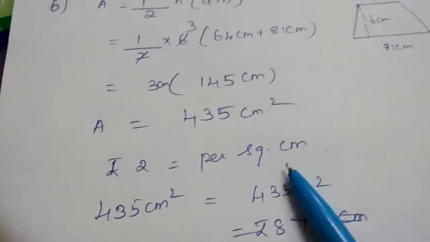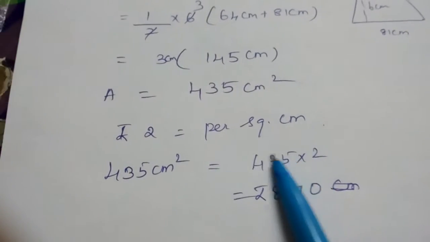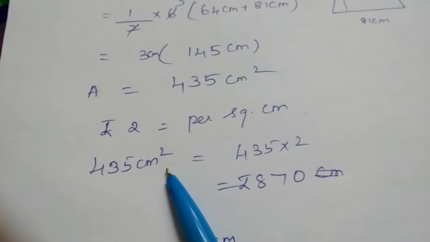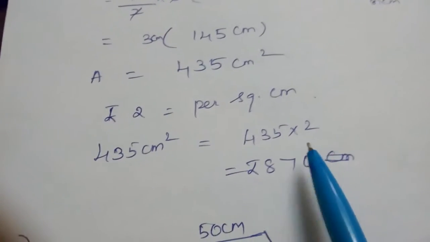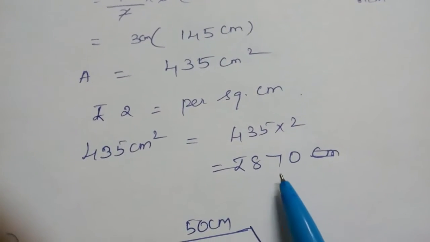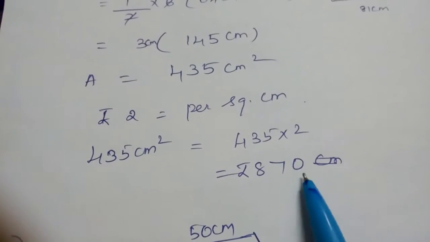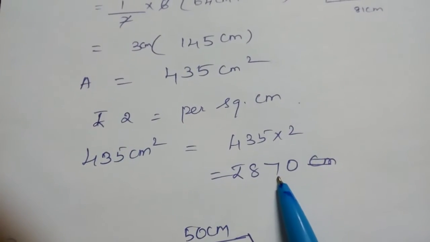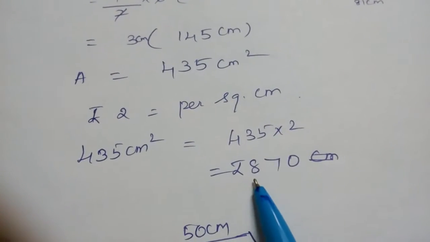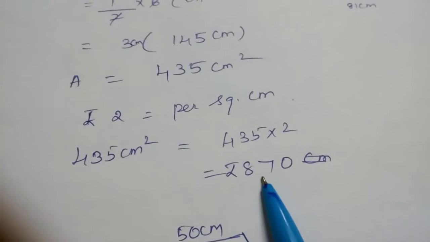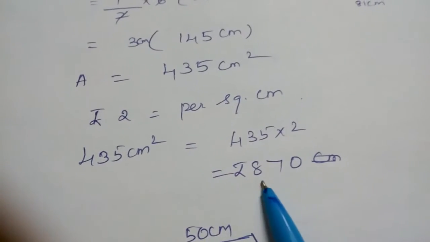Is that clear? So when it is 435 centimeter square, how much will it be? So 435 into 2. This 2 is rupees. So when you multiply, you are getting rupees 870. It is not centimeter, it is rupees. So rupees 870. Clear?